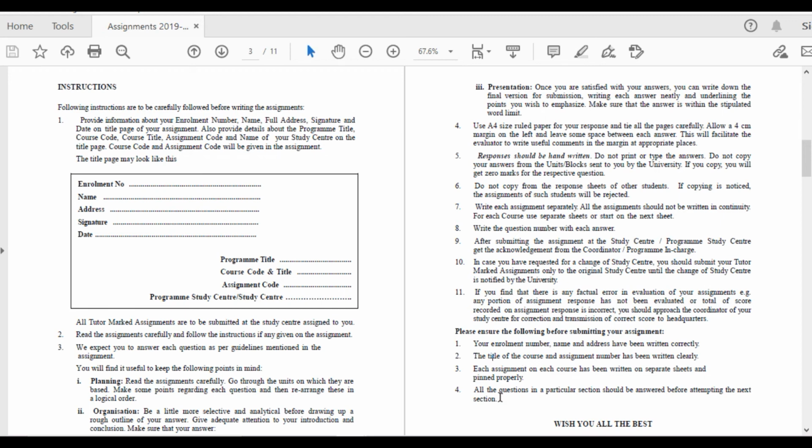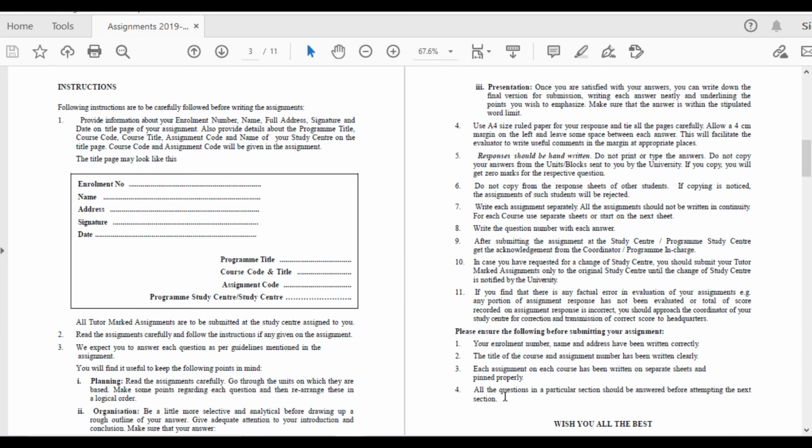All the questions in a particular section should be answered before attempting the next section. This is not like your question paper, where you answer question 1 first and then question number 8 second. No, everything should go in order in an assignment.